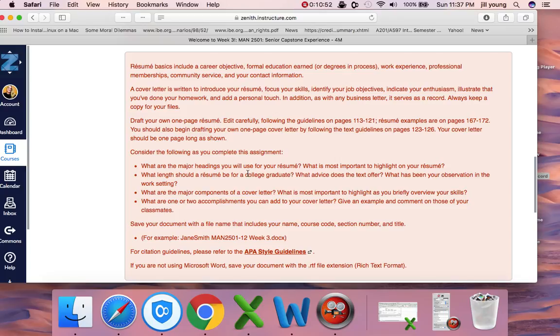So that's just an example. Some people have extensive work experience, it's very individual, but if you don't have special situations like that, you want to keep it as short as you can while still conveying the necessary information. See, there's a balance. So, what are the major components of a cover letter? What is most important to highlight as you briefly overview your skills? We kind of talked about this, but these are just the prompts I'm going to read. What are 1 or 2 accomplishments that you could add to your cover letter? Give an example and comment on those of your classmates.